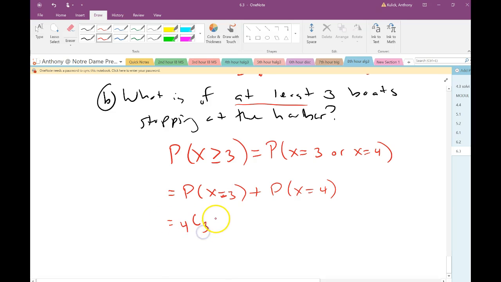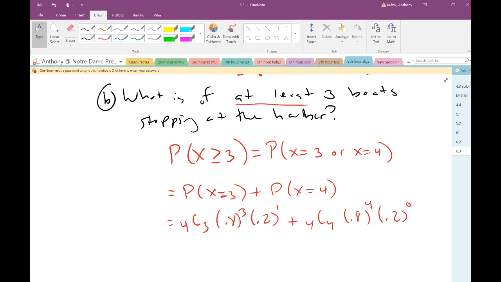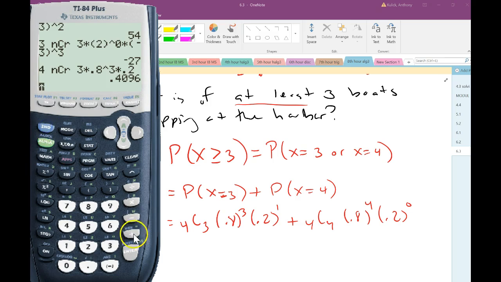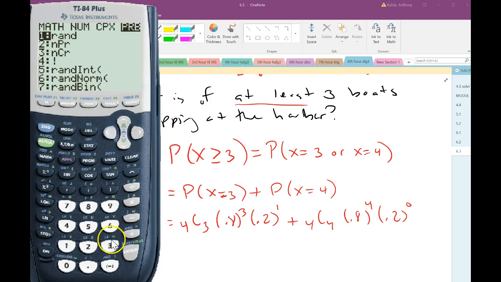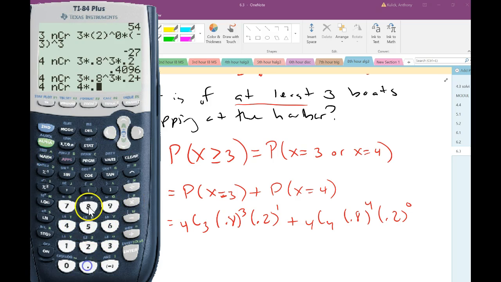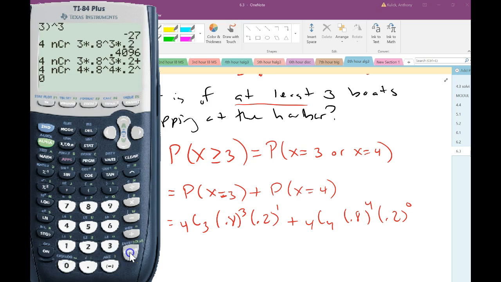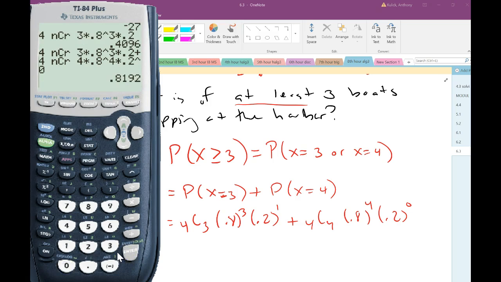This is just 4 choose 3, p to the third, q to the first, plus 4 choose 4, p to the fourth, q to the 0. And I can go to my calculator and type that in. Since I'm going to use the piece that I typed in earlier, I'm going to press second and enter. It puts that whole thing up there for me that I can now edit. And then I'll say plus 4 choose 4 times 0.8 to the fourth times 0.2 to the 0. And that gives me about 82%.